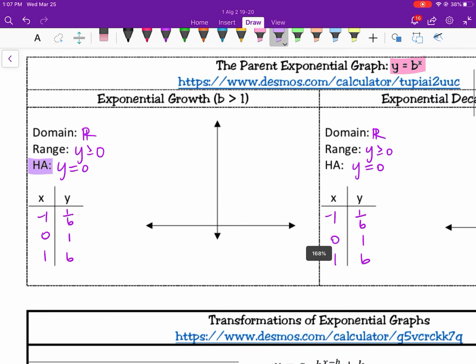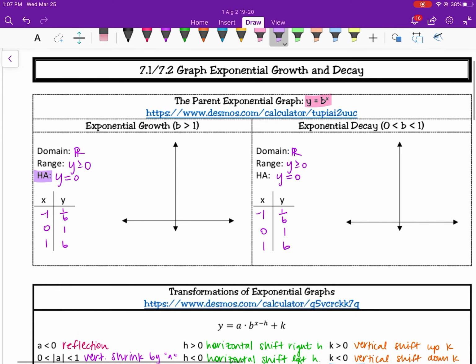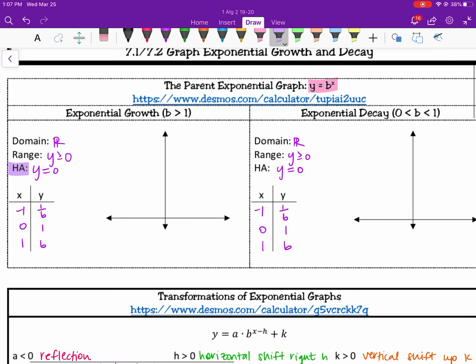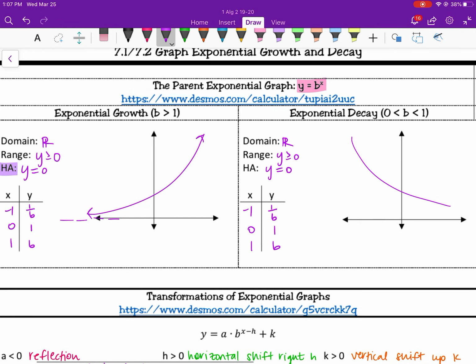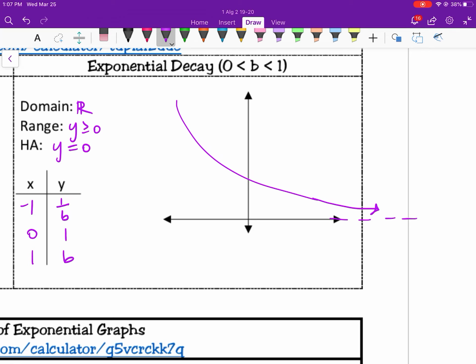So our domain and range and horizontal asymptote is what that's called. A horizontal asymptote, we usually abbreviate HA, but your points are the same for growth and decay. It's just a question of whether your graph is going uphill and leveling off as you go to the left, or whether it's going to be going downhill like decay and it starts to level off as you go to the right. So we often draw in that dotted line for our horizontal asymptote just to show that we're never actually going to cross that line.